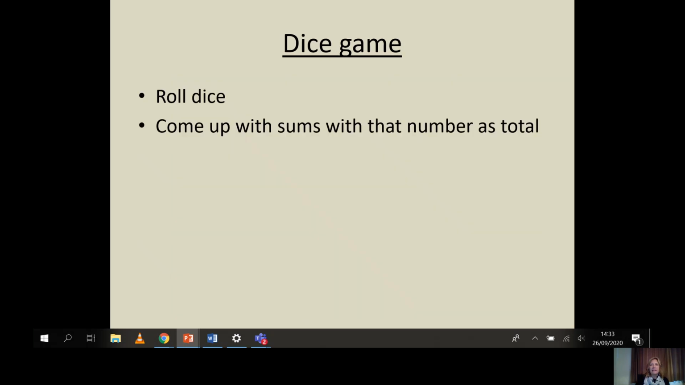A nice game, a dice game. You roll the dice and you come up with sums that gives you that number as a total. Again, if you've got a blank dice, you could have numbers to 10, numbers to 20 as your child progresses. You could just do 6. Yeah. So, oh, I rolled a 6. Okay. Well, I know if I've got 6, I'm going to say 1 add 5 equals 6. You can write them down. You can just say them. You could write them for your child.